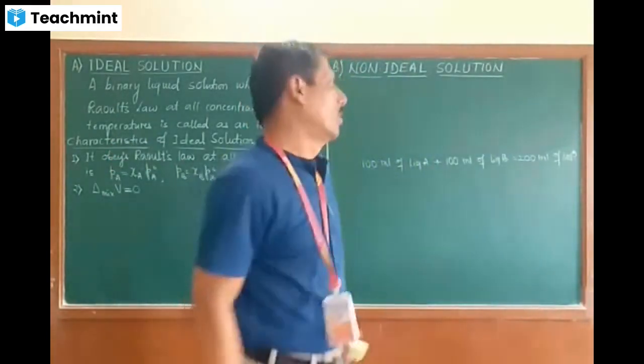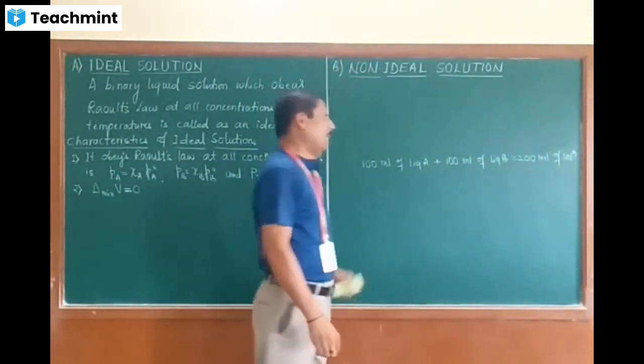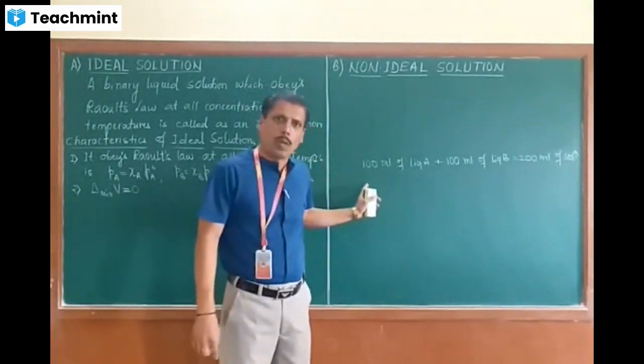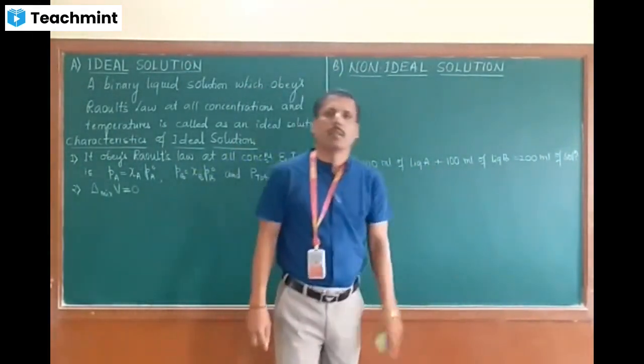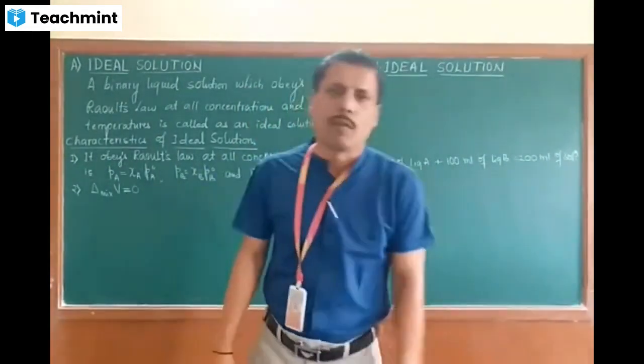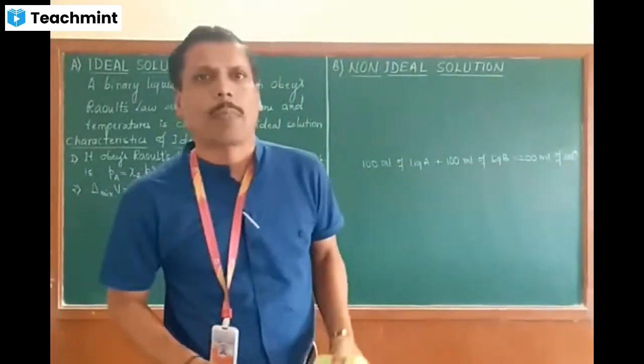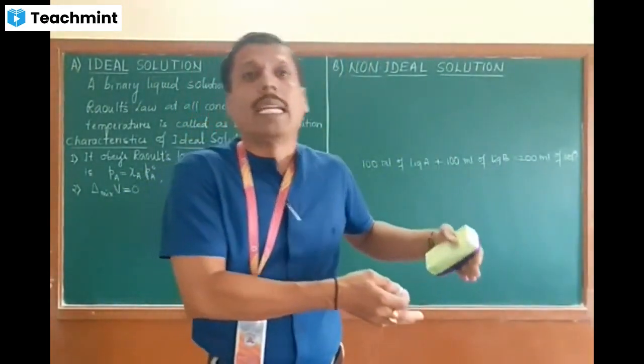Is it right? In the non-ideal solution, take 100 ml of liquid A and 100 ml of liquid B. Now when mixed, it may come to 190 ml.